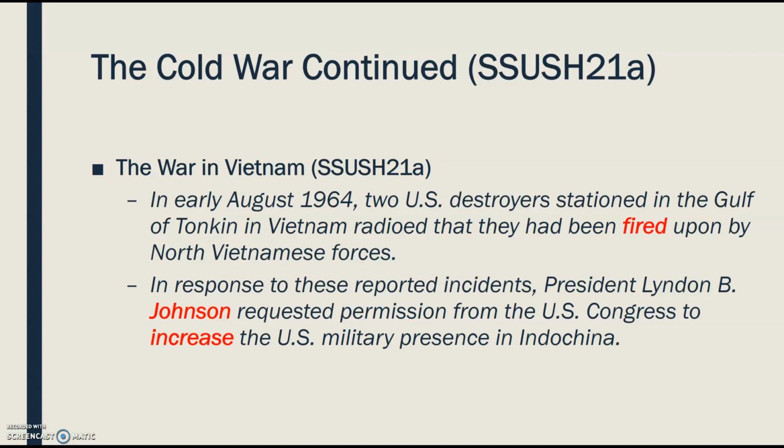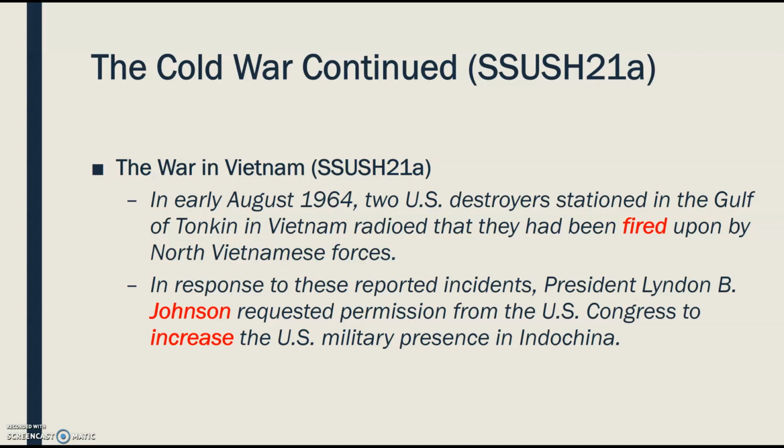So we have 2 destroyers in the Gulf of Tonkin, and then they radio that the Viet Cong, North Vietnamese forces have fired on them. Honestly, they probably didn't have any weaponry that could do anything to the ships. But President Johnson at the time goes to Congress, and they give him permission to increase military presence in Indochina. That's all it was. It was, okay, we're getting 2 ships fired on. We give you permission to send support if our ships are under attack. That's kind of what they said. And it turns into the Vietnam War.